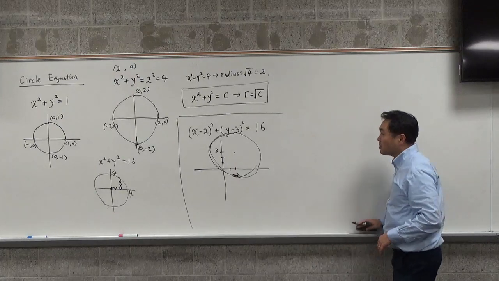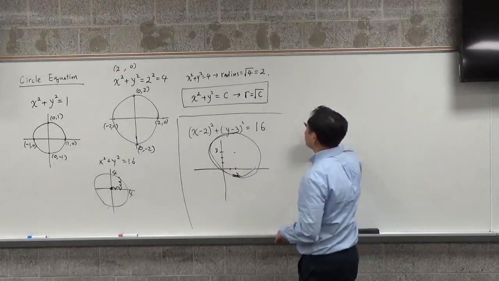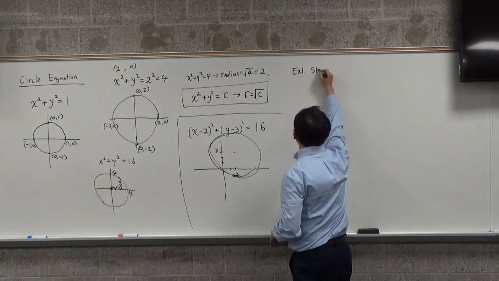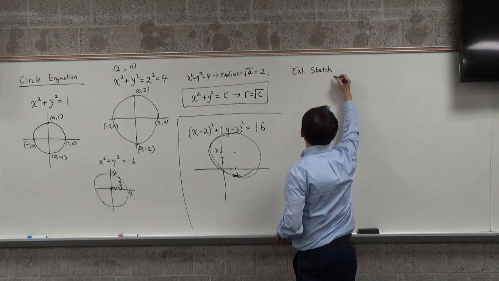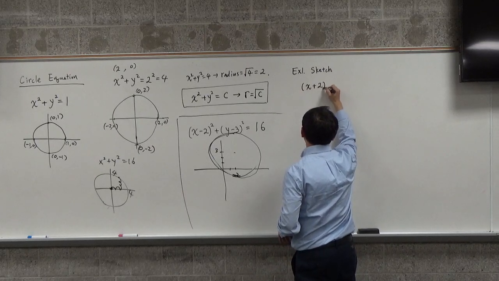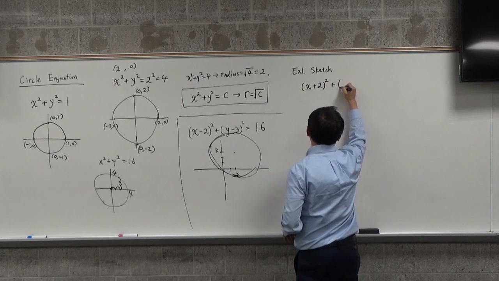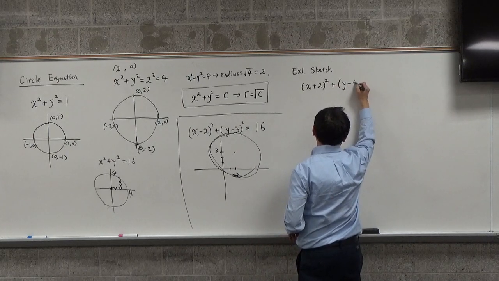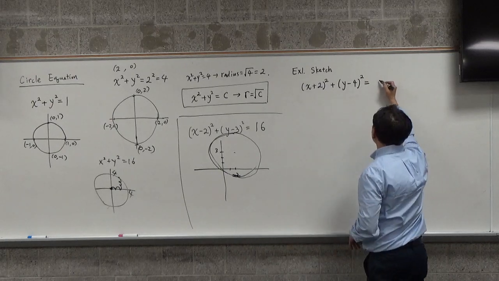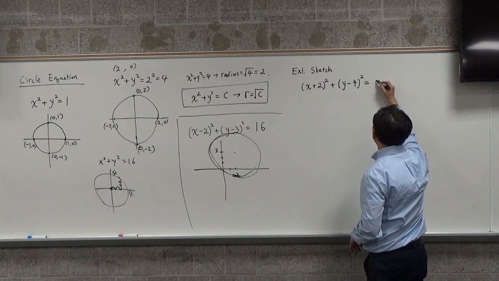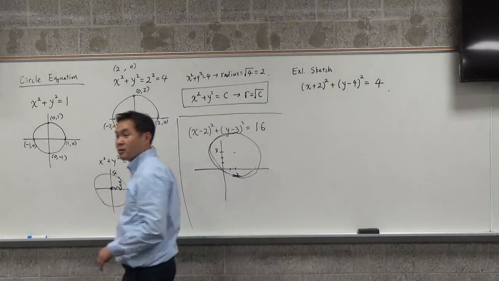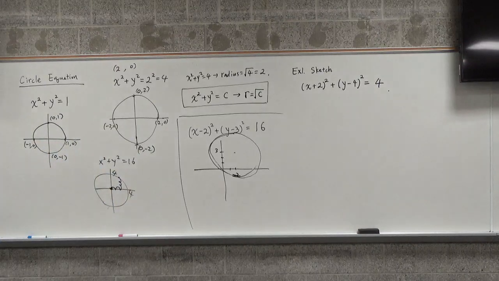All right, so try to do this on your own. Example 1: sketch (x plus 2) squared plus (y minus 4) squared is equal to, say, 4. Okay, so try drawing this.